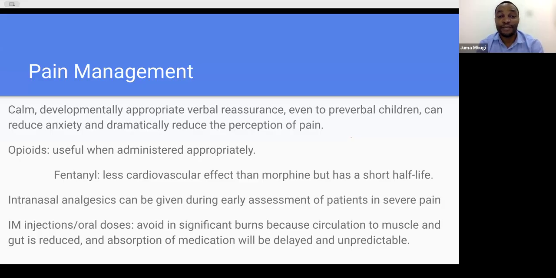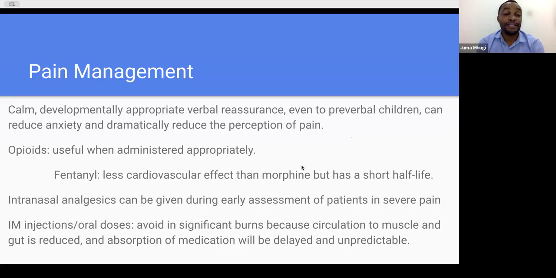And calm the patient with developmentally appropriate verbal reassurance. For a 4-year-old, you reassure them, it's fine, it's gonna be okay. The reassurance also helps calm down the children. Even for preverbal children, it can reduce anxiety and dramatically reduce the perception of pain. So you can opt for multimodal pain management, or just use opioids as well, because some children may not respond to non-opioid analgesics. So you can use opioids like morphine or fentanyl.